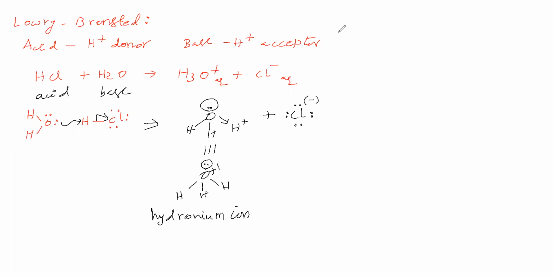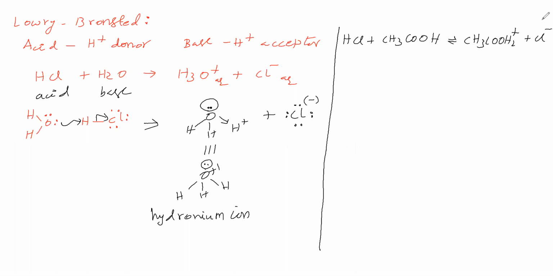Okay, next we will see. Next one, we will take HCl. We will dissolve HCl in acetic acid. So what we are getting is CH3COOH2 plus and Cl minus. How we are getting this, we will see. Now we will write acetic acid, CH3COOH. This O has 2 lone pairs. HCl we will write like this. Cl has 3 lone pairs.